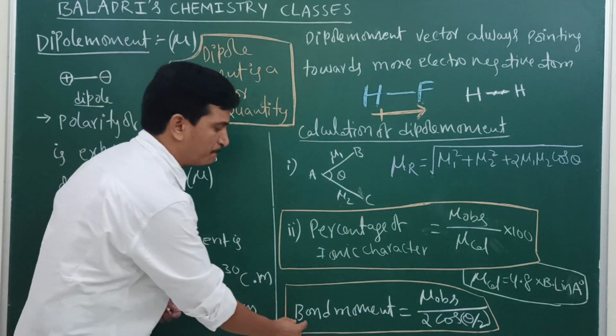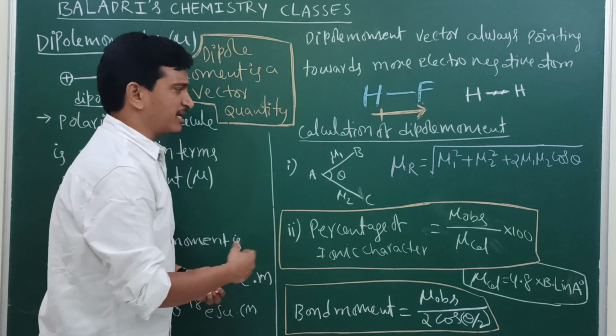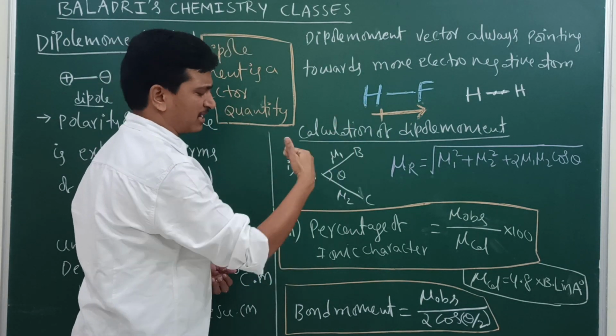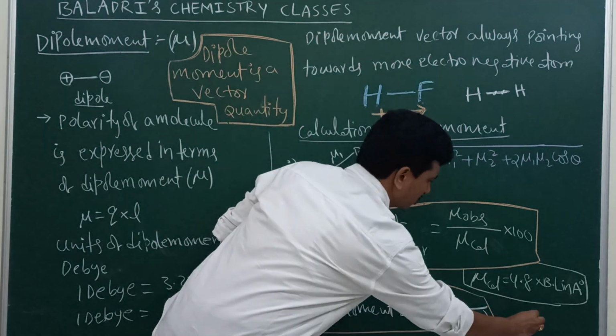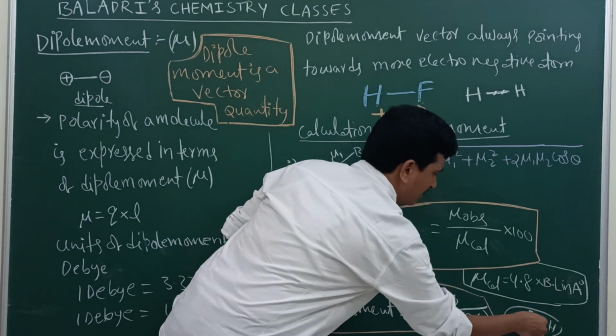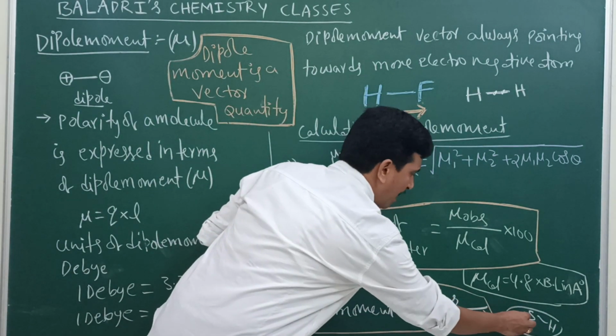Now come to bond moment, which we can also find. Let us take a molecule. Suppose the HF molecule, no, let us take another molecule, the H2S molecule. In this H2S molecule we have a certain dipole moment value. But how much bond moment will be there?